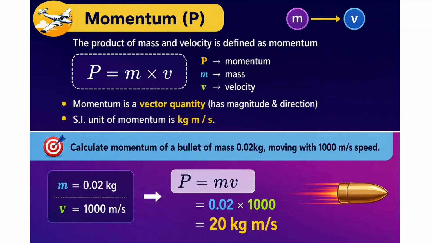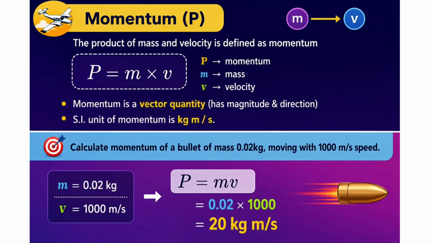Now note down two crucial properties for your board exam. First, momentum is a vector quantity. This means it doesn't just have a value or magnitude, it also has a specific direction, which is always the same as the direction of the velocity. Second, its SI unit is kg meter per second. You get this simply by multiplying the unit of mass with the unit of velocity.